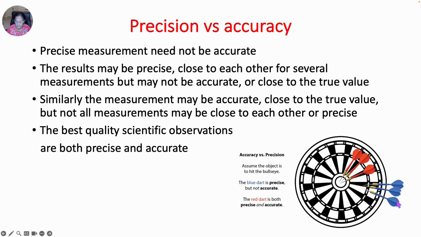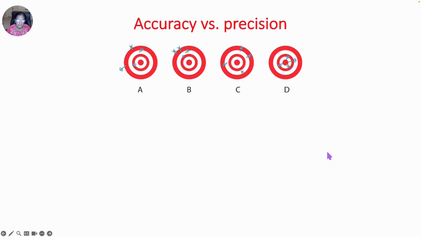Let's take the blue dots. These blue dots are close to each other, so they are precise. But at the same time, they are not accurate because they are far away from the true value. So this is the comparison between precision and accuracy. Now let's take another example and compare precision and accuracy.